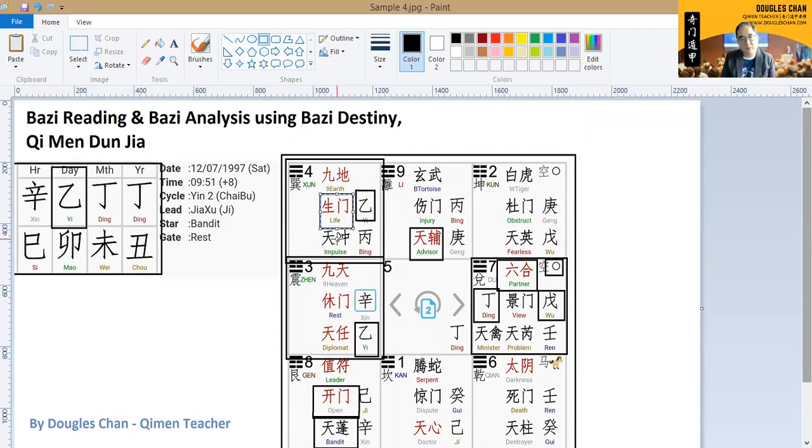Okay, so that's all for this particular chart. Of course, there are also a lot of other things we can see, but it would take a bit too long to explain.